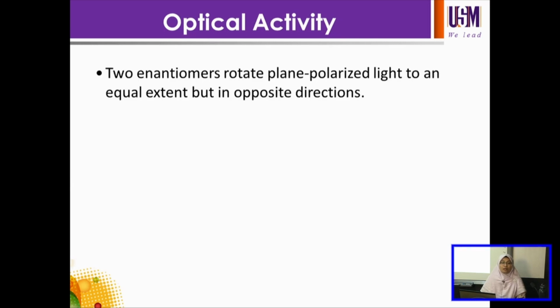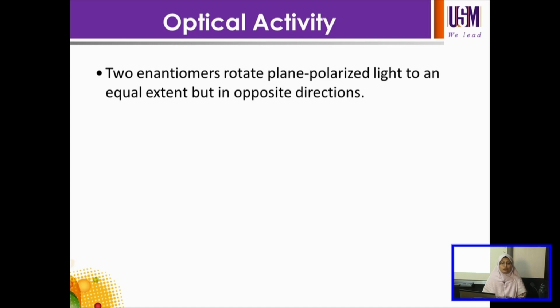Two enantiomers rotate plane polarized light to an equal extent but in opposite directions. So this is how we differentiate between two types of enantiomers. Remember that enantiomers are mirror images of each other. They are non-superimposable, so it's very difficult to differentiate them. The only way is through plane polarized light.